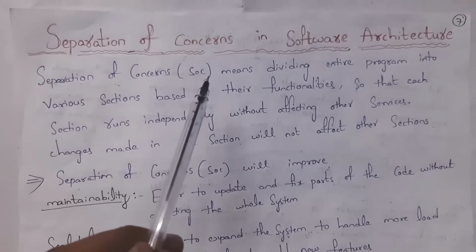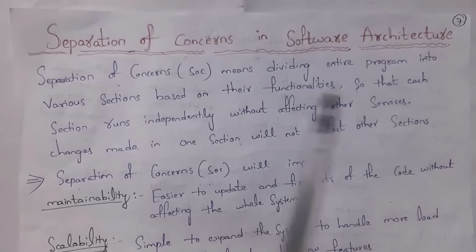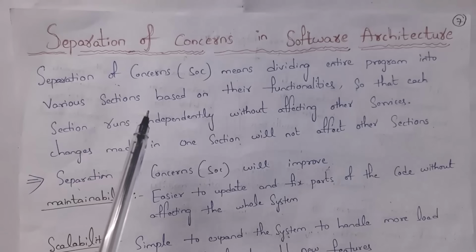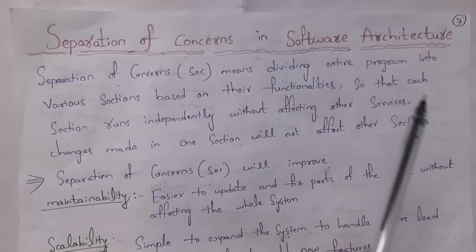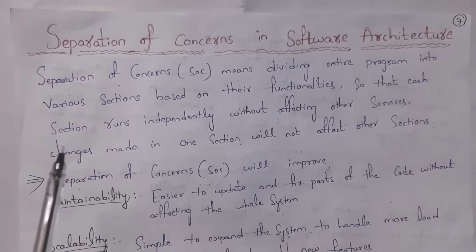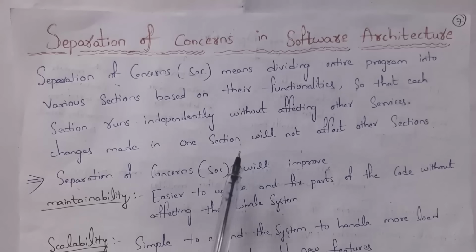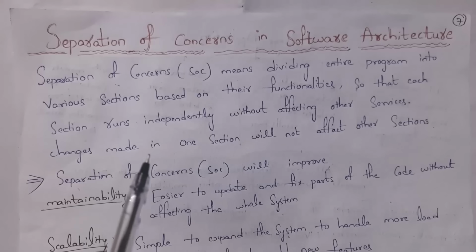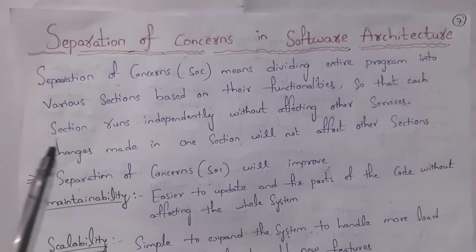Separation of concerns means dividing the entire program into various sections based on their functionalities so that each section runs independently without affecting other services. Changes made in one section will not affect other sections. Guys, I will give an example so that you can clearly understand this definition.